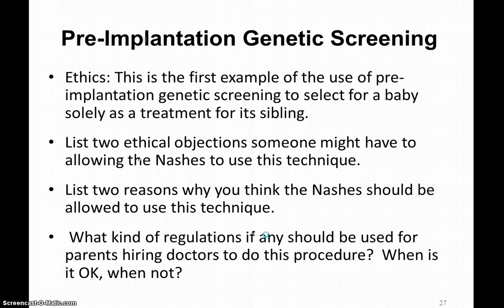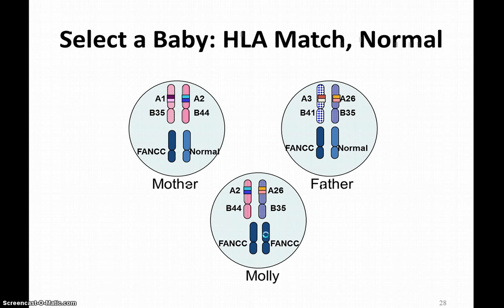Now, there are ethics in this. This is the first example of using the pre-implantation genetic screening to select a baby solely to treat its sibling. There are going to be ethical objections. You could think of reasons why they should be allowed to do this and what sort of regulations. So just think about these ethical questions. All right, select a baby. There's how Molly ended up.